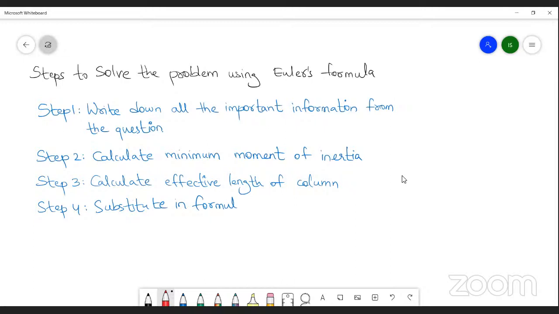Then once you are done with step 1, in step 2 you are going to calculate the minimum moment of inertia. Then in step 3, based on the end condition given in the question, we will calculate the effective length of the column. And then finally, when we have all the required information, we will substitute it into the formula, and that's how we are going to go ahead. All right. So now let's go into the question.